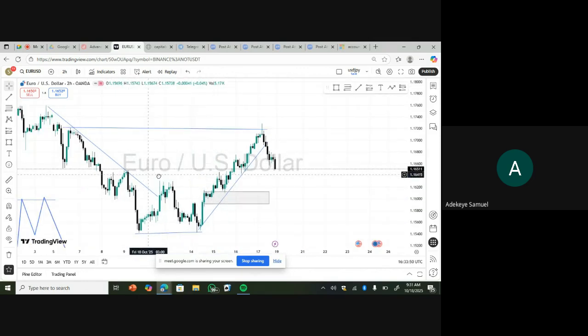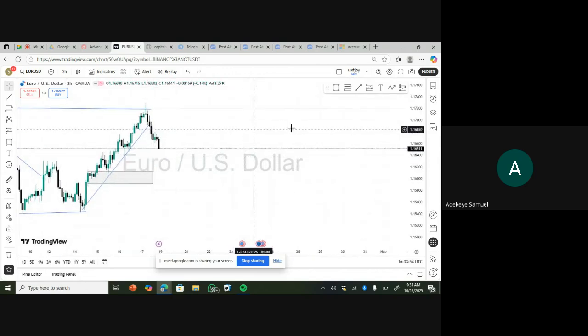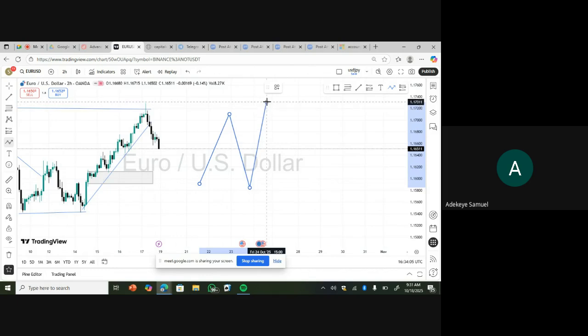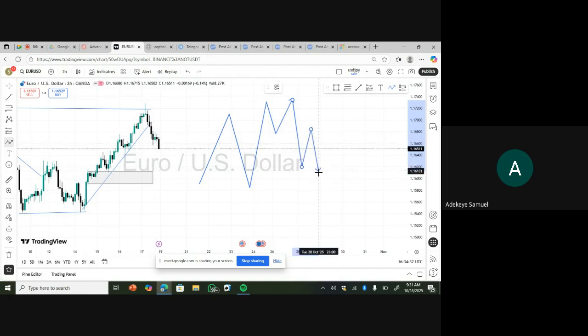Now for bearish order blocks, I will show you on my chart. Just trying to make the example here for better understanding. And we have this here.